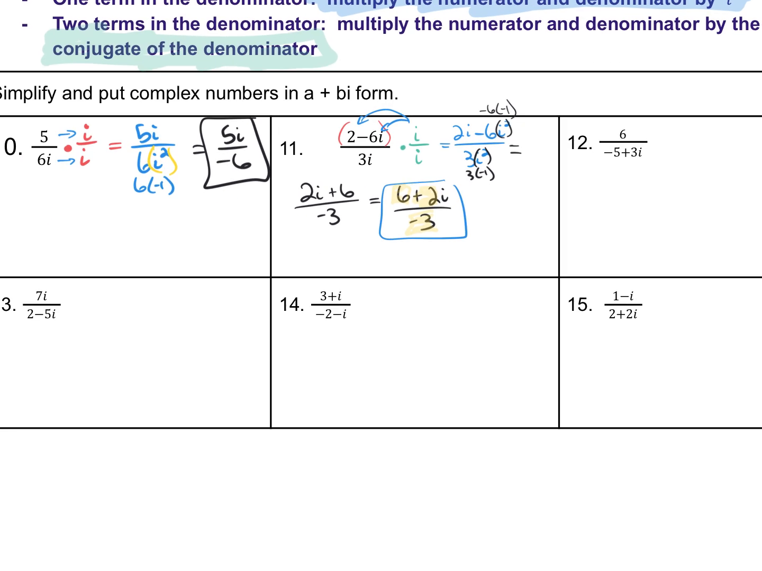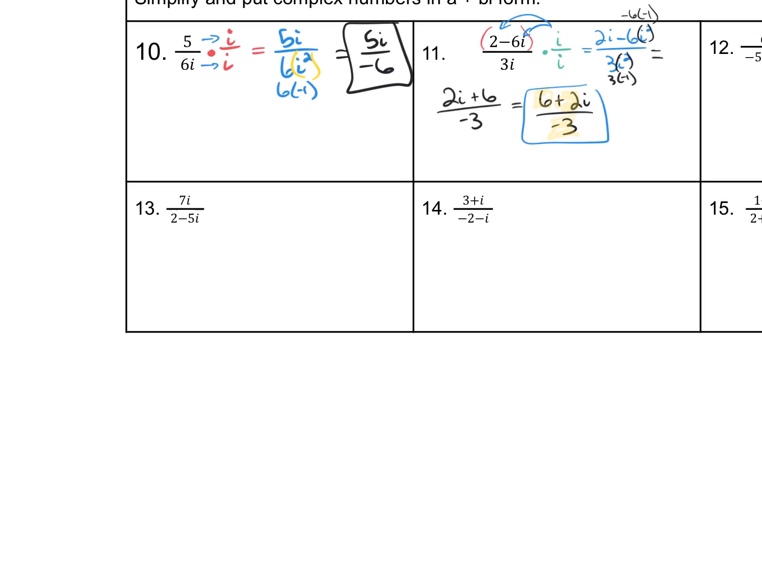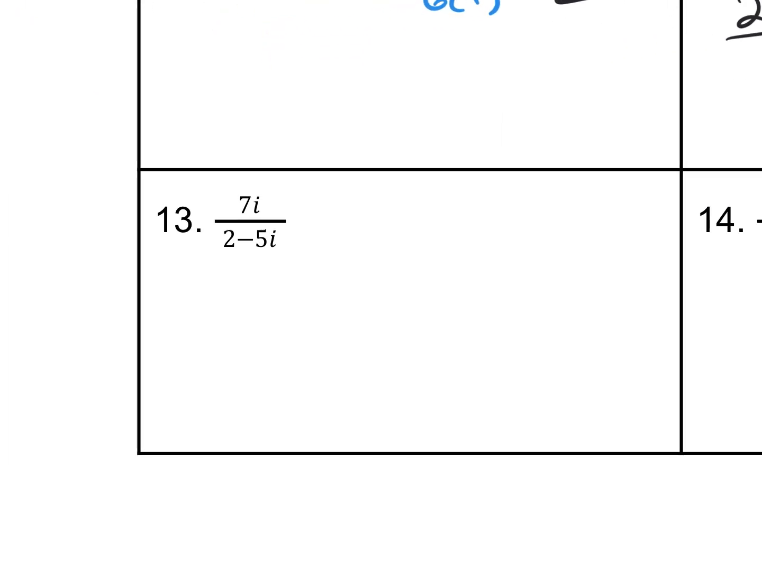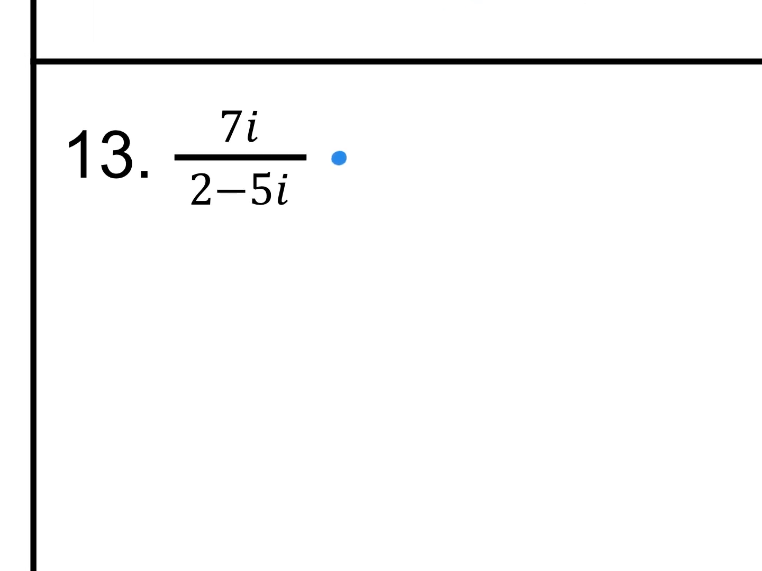Let's jump to a couple of these conjugate problems. I'm just looking at number 13 here. You can see that we have two terms in the denominator, right? We have two terms joined by subtraction. So in order to get rid of our i in the denominator, we're going to have to multiply top and bottom by the conjugate. The conjugate would be the exact same terms, opposite operation in between. So in this case, we're multiplying both by 2 plus 5i.